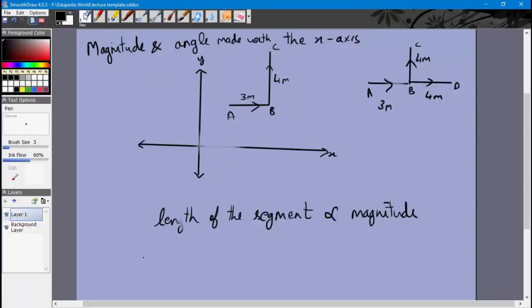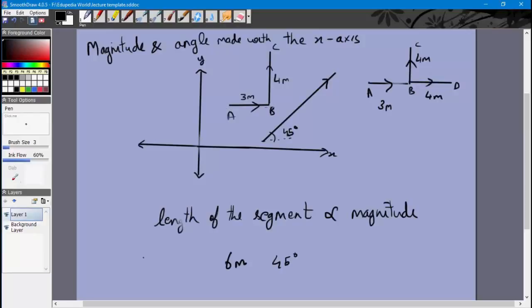Right. So for example, you say there is a vector of magnitude 6 meters and it makes an angle of 45 degrees with the x-axis. So that vector, since it's 45 degrees, it lies in the first quadrant. So it would be a vector like this, which would have a length twice the length of AB, and it would make an angle with the positive x-axis to be 45 degrees.